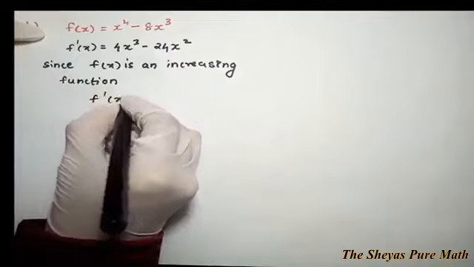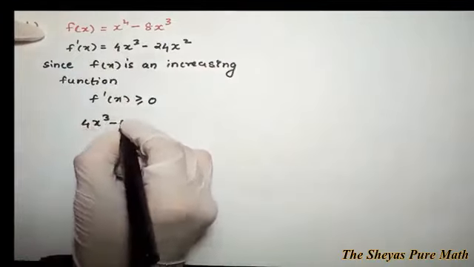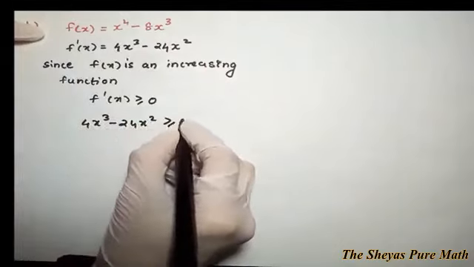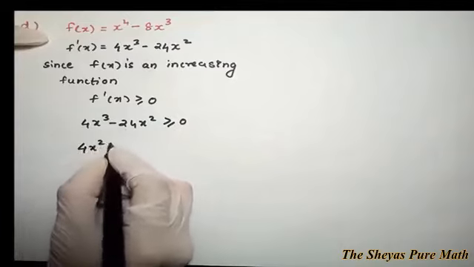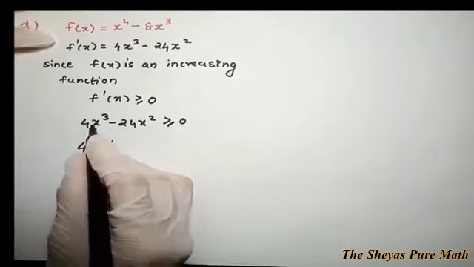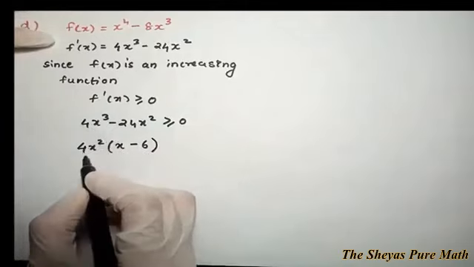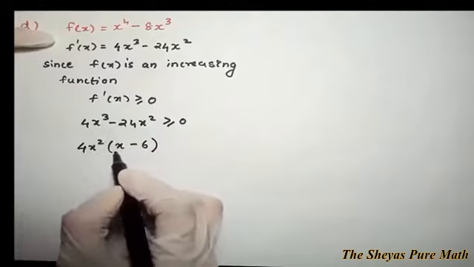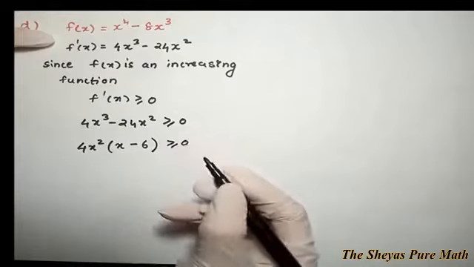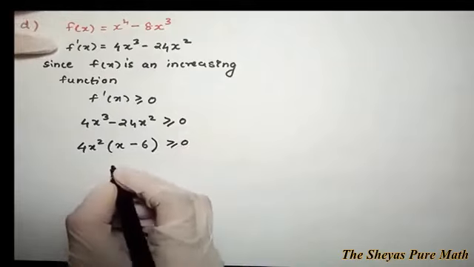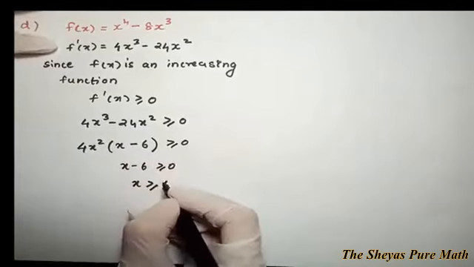we know the condition f dash of x greater than or equal to 0. So what is f dash of x? 4x cube minus 24x square is greater than or equal to 0. So what I am doing is, I am taking 4x square outside, that is common from both. So remaining you will have x here and minus 6. Just multiply this and check: 4x square into x is 4x cube and 4 into 6 is 24x square. So greater than or equal to 0. So here x minus 6 greater than or equal to 0. So x greater than or equal to 6.